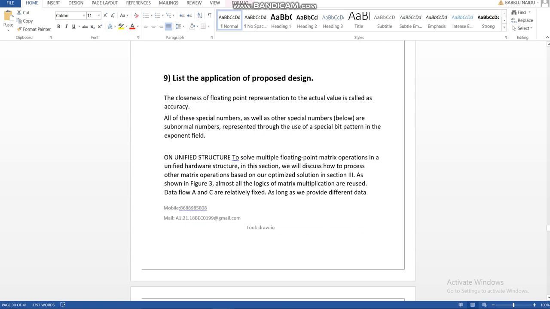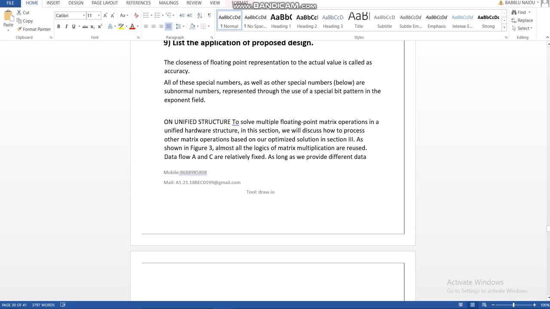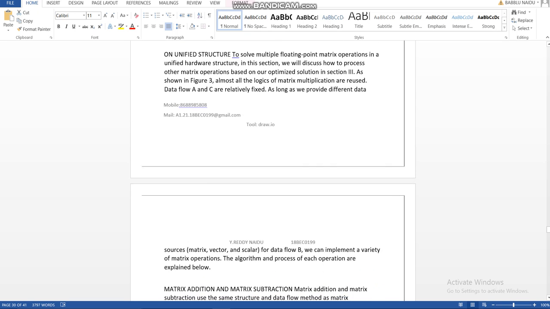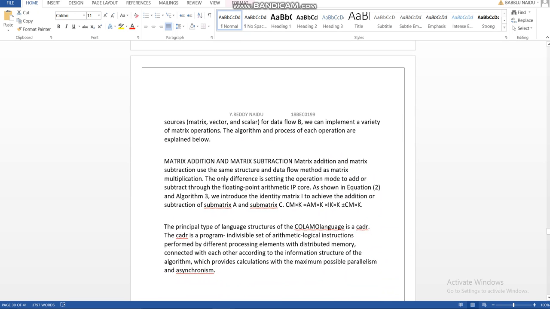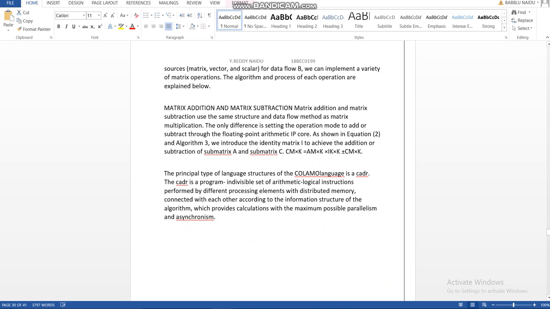Applications of the proposed design. The closeness of floating point representation to actual values gives accuracy. All these special numbers, as well as other special numbers like subnormal numbers, are represented through the use of special bit patterns in the exponent field. A unified structure to solve multiple floating point matrix operations in a unified hardware structure. Matrix addition and matrix subtraction.